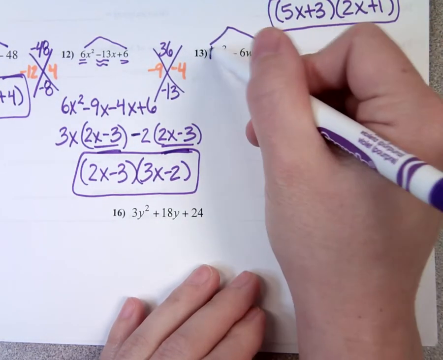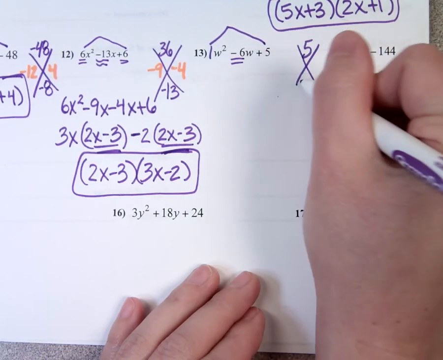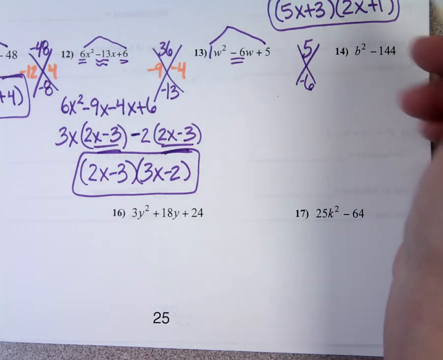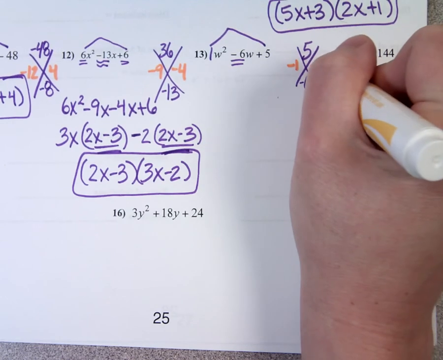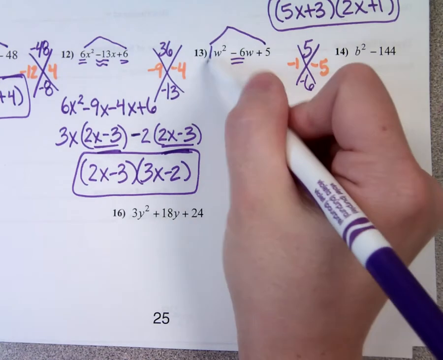A times c rooftop. What's a times c? 5. You want them to add to be the negative 6. So what two numbers multiply to be 5 and add to be negative 6? Negative 1, negative 5. Okay, can I shortcut? I sure can. It's got the 1 in front.